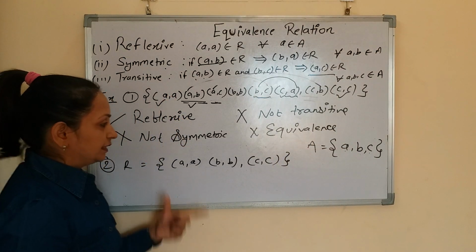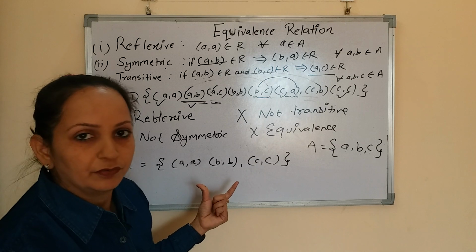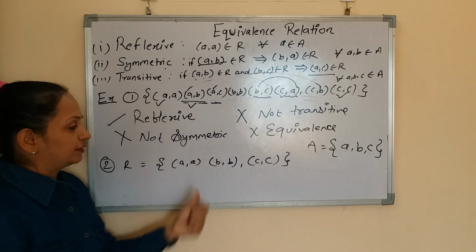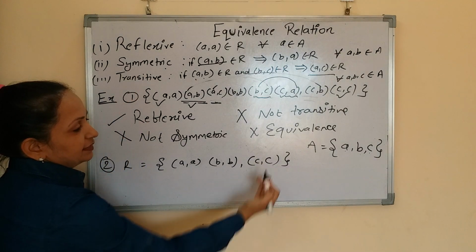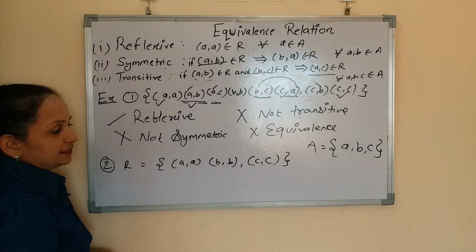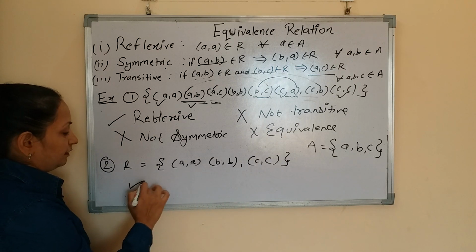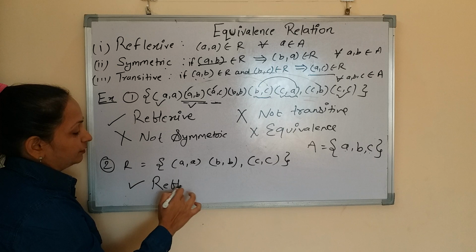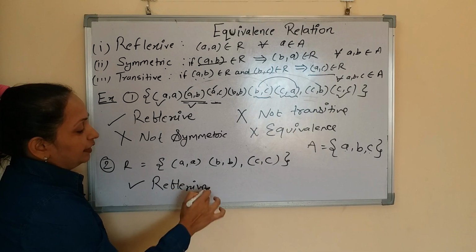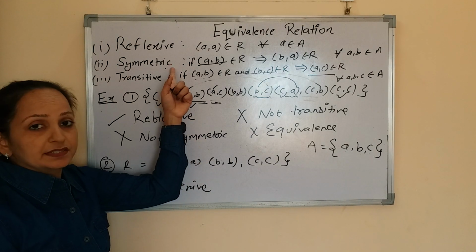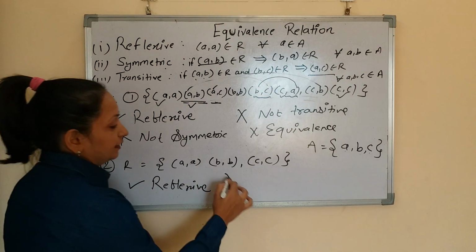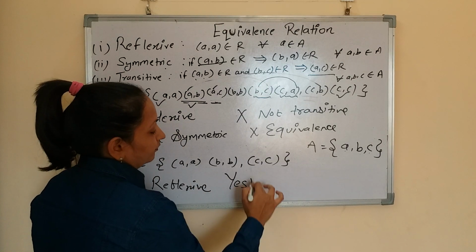Okay, so let's check the smallest example of equivalence relation in the next section, that is (a, a), (b, b) and (c, c). By seeing the example, we can clearly see that the relation is reflexive because we get all the pairs here. Okay, check if it is symmetric or not. Yes, it is symmetric. Why so?